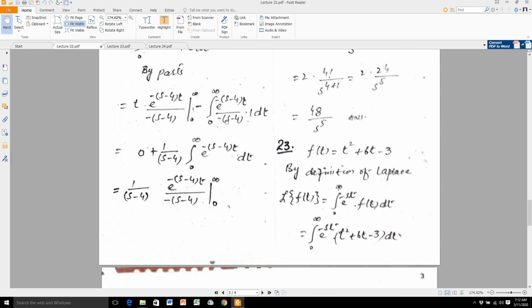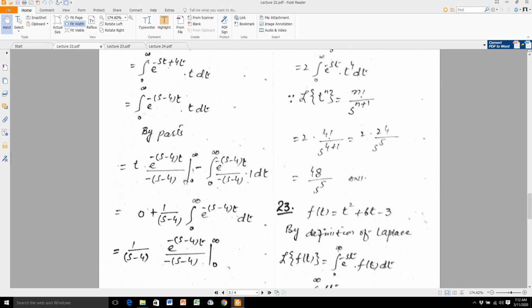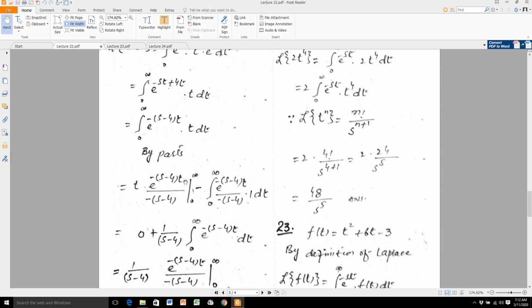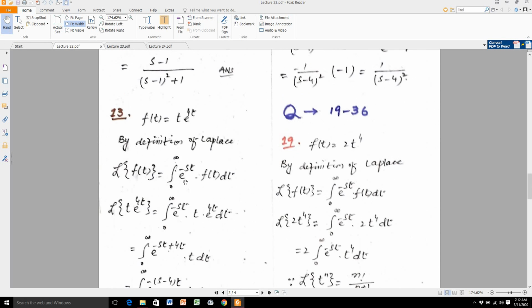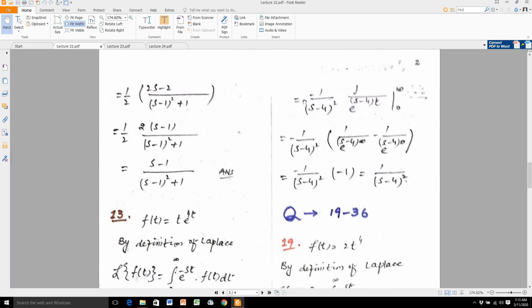So its value becomes 0 plus 1 over s minus 4. When I take this s minus 4 outside, it becomes positive 1 over s minus 4, and then from 0 to infinity e raised to power minus into s minus 4 into t dt. When I take its integral, it gets this shape, and when I check the answer at the required limits, it is written as minus 1 over s minus 4 whole square into 1 over e raised to the power s minus 4 into t from 0 to infinity. When I substitute the limits, this part becomes 0 and this is equal to negative 1. So it is equal to 1 over s minus 4 whole square.